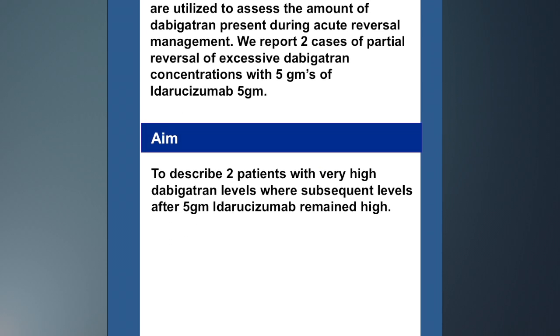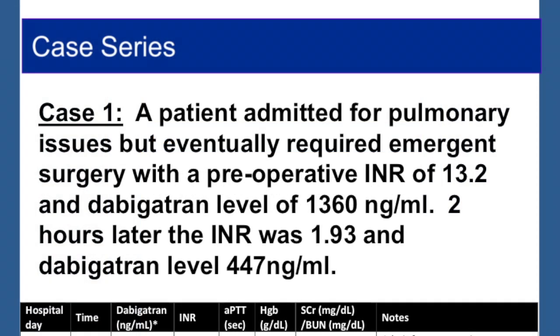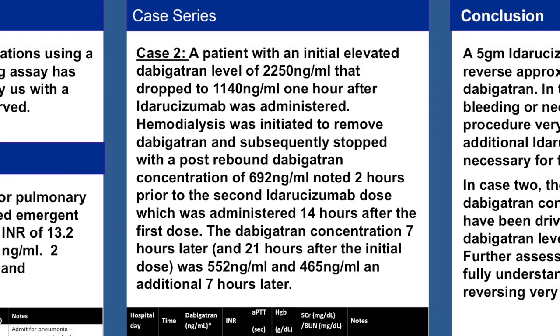So our aim in our analysis was based on 2 patients that we had, and in our facility we can measure Dabigatran levels. So we had 2 patients that we were suspicious of high Dabigatran levels because their INR values were very high. And given the fact that we were able to measure the Dabigatran, we actually measured the Dabigatran levels, and in one case it was around 1,300 nanograms per ml, and in another case it was over 2,000 nanograms per ml.